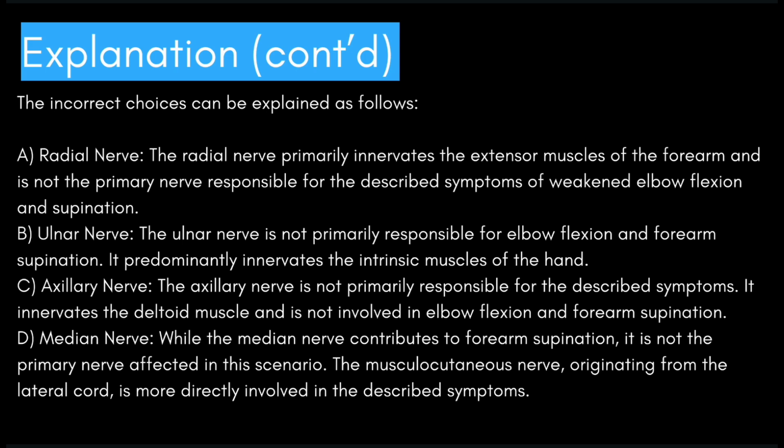Axillary nerve. The axillary nerve is not primarily responsible for the described symptoms. It innervates the deltoid muscle and is not involved in elbow flexion and forearm supination. Median nerve. While the median nerve contributes to forearm supination, it is not the primary nerve affected in this scenario. The musculocutaneous nerve originating from the lateral cord is more directly involved in the described symptoms.